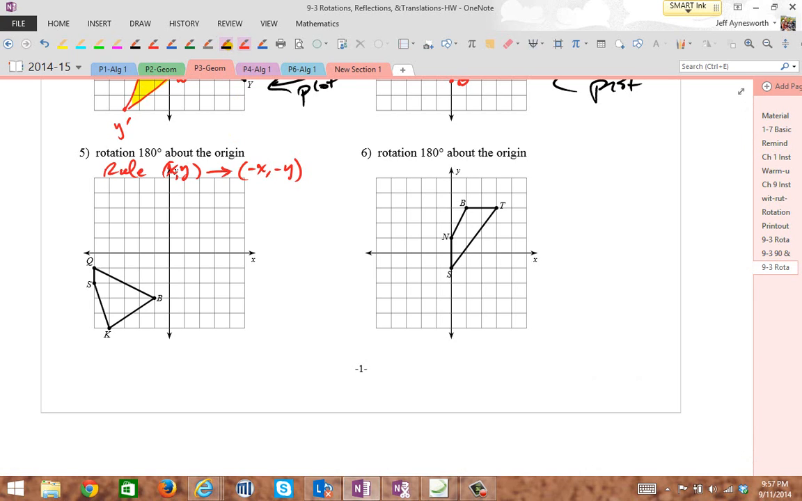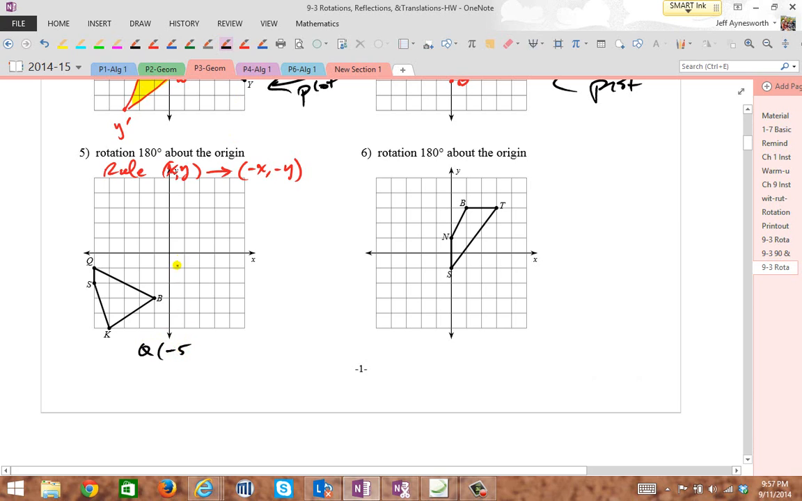So we write down the coordinates again. So Q is -5, -1. S is -5, -2, because it's down 2. K is left 4 down 5, so -4, -5. And then B is left 1 down 3, so B is -1, -3. And now you take the opposite sign.